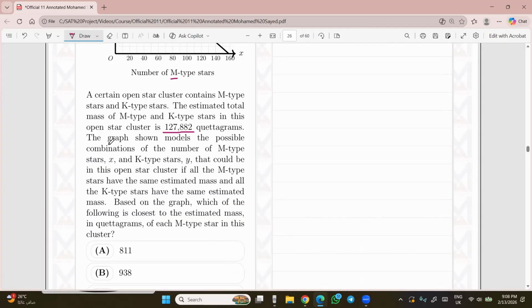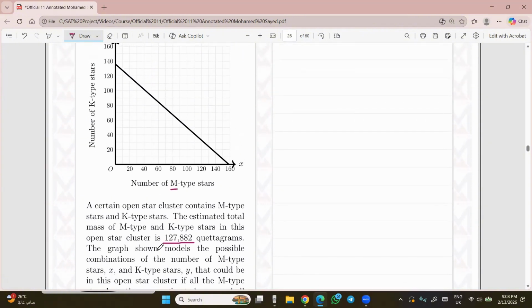Grams. The graph shown models the possible combinations of the number of M stars and K stars in the open star cluster. All of the M-type stars have the same estimated mass, and all the K-type stars have the same estimated mass. Based on the graph, which of the following is closest to the estimated mass in grams of each M-type star?